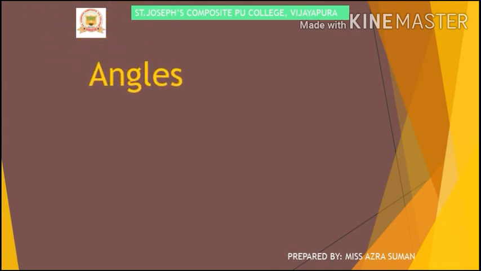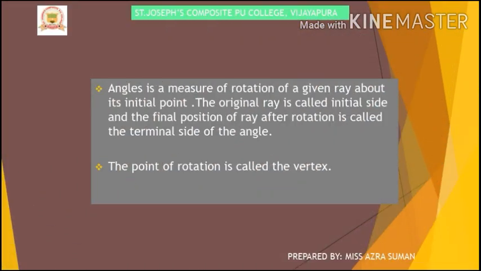Our next topic is angles. An angle is a measure of rotation of a given ray about its initial point. The original ray is called the initial side and the final position of the ray after rotation is called the terminal side of the angle. The point of rotation is called the vertex.